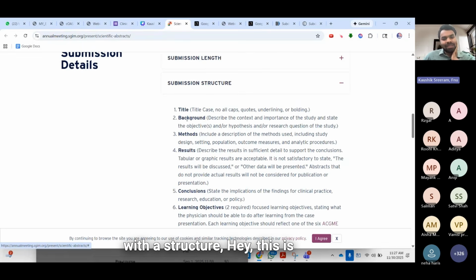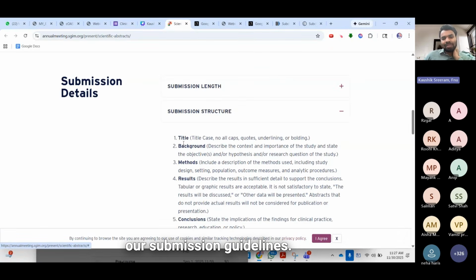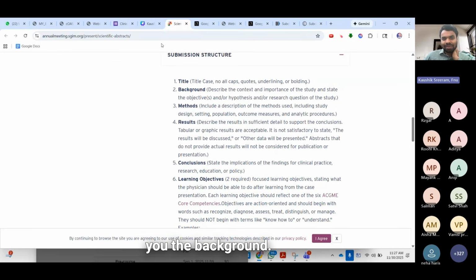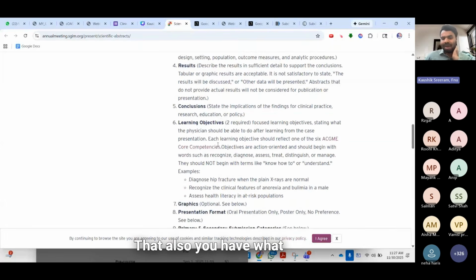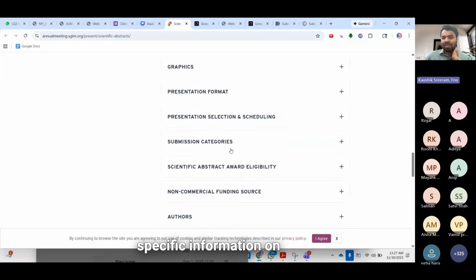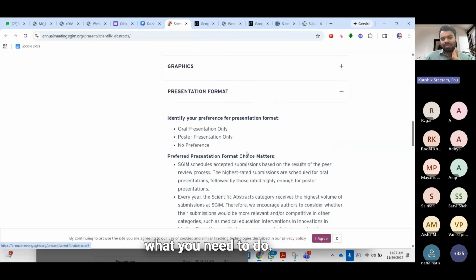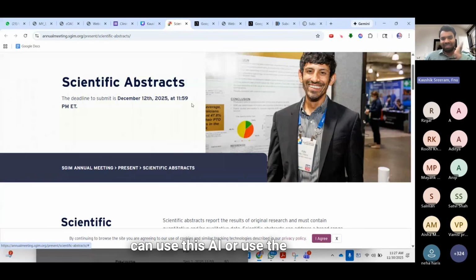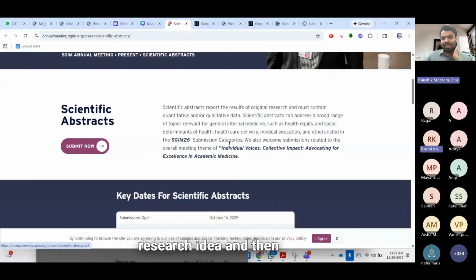Then they have come up with a structure. Hey, this is our submission guidelines. You go, this is your background. It has already given you the background. Our AI has already given you background. Then results. Now I will show you how to write results. And then you come up with your methods, how we use, and so on. That also you have. What is the objective, right? And it has given you specific information on what you need to do.